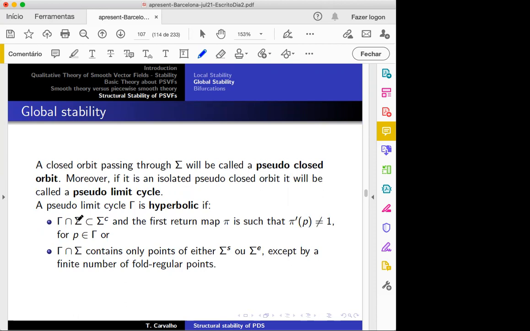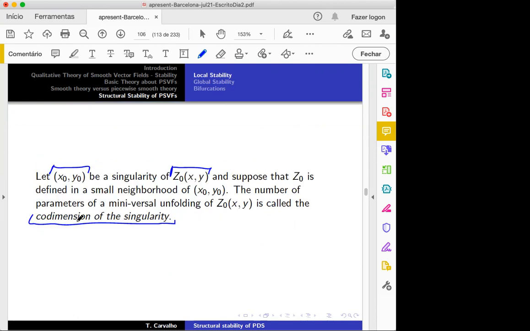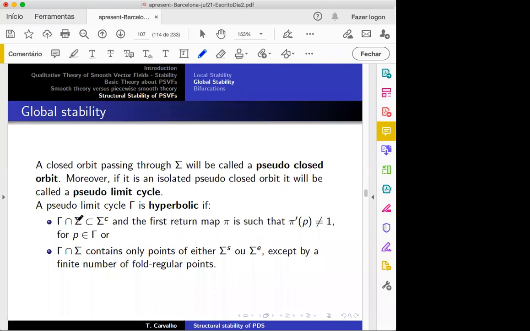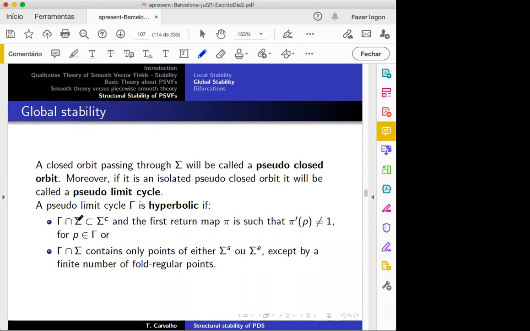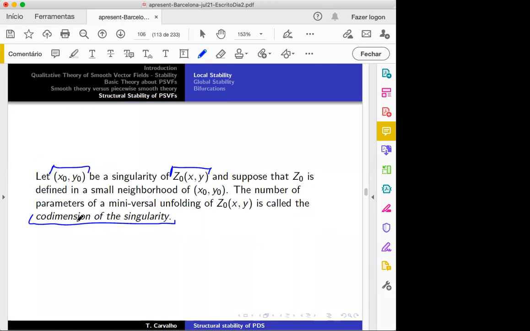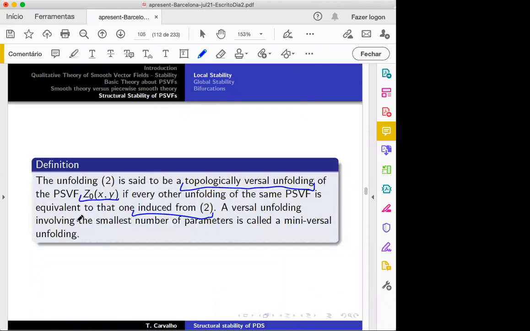Sorry, Tiago, again. Before you start with the global objects, maybe there are people in the audience for whom it is the first time that the Teixeira singularity appears, no? Can you explain just with pictures, for example, why it is not structurally stable, this invisible fault? Thank you.